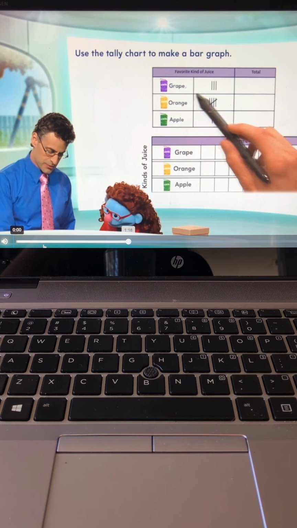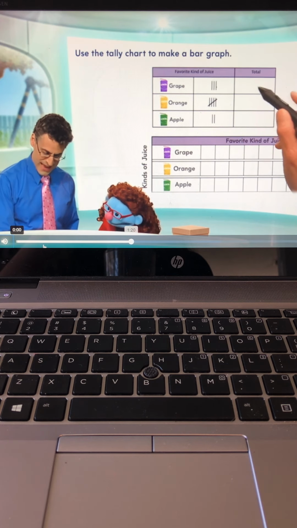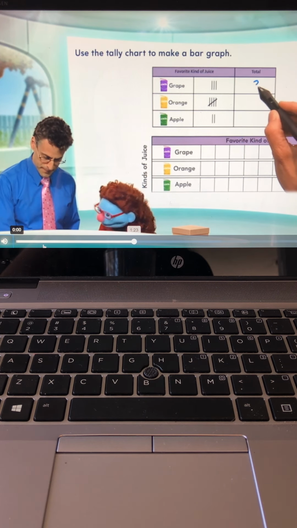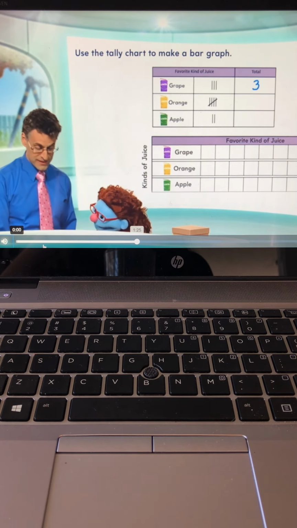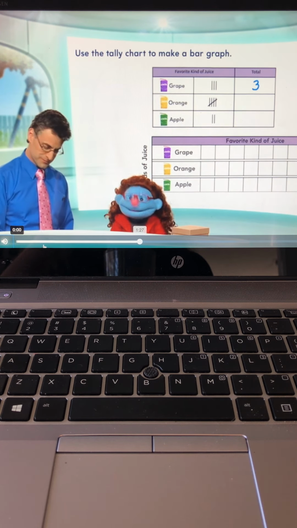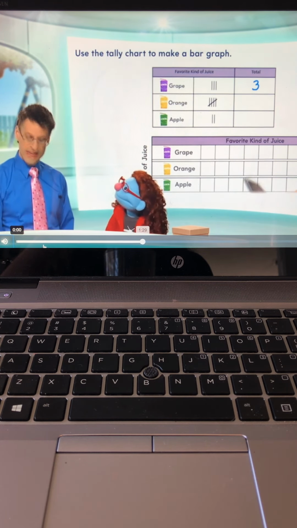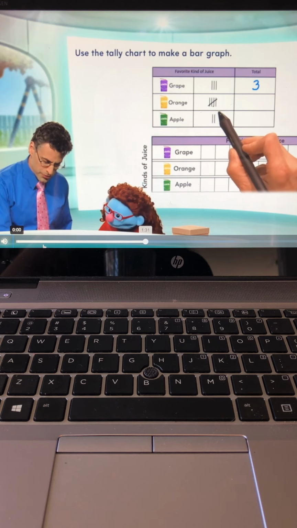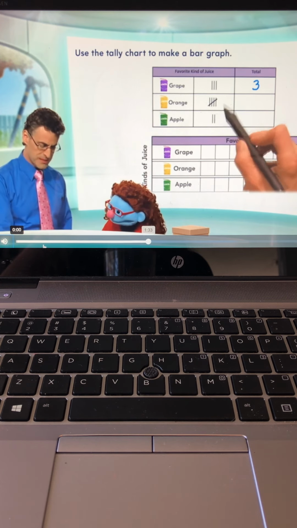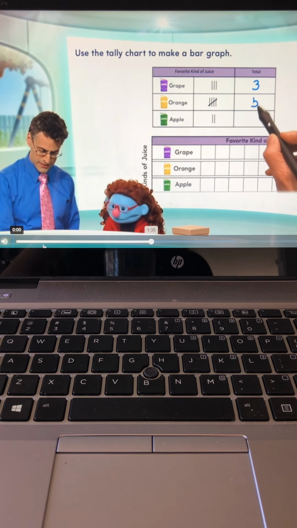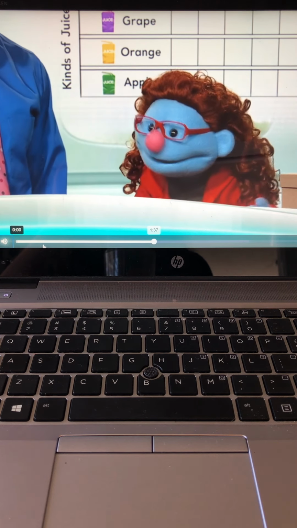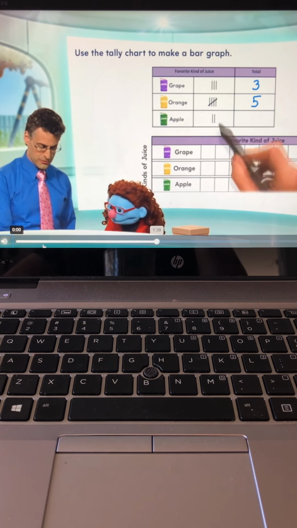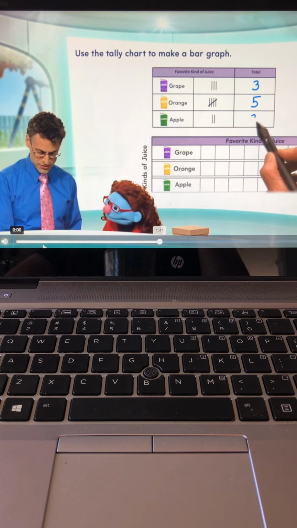They said how many like grape. That's 1, 2, 3. Exactly. So I'm going to write 3. Oh, and I know what that next one stands for. That's a little tricky. I know, but it's 5. That's exactly right. And you don't actually have to count 1, 2, 3, 4, 5. That whole symbol means it's 5. Great. Yeah, the little line that goes through it. Exactly. And then the apple juice was picked by 2 children.